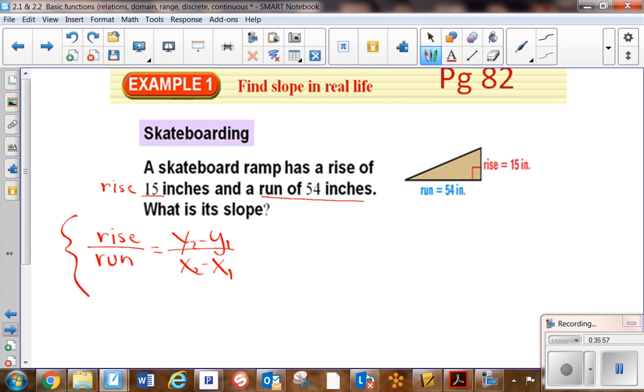Okay? So, my rise is 15, my run is 54, just reduce that a tad. 3 goes into both of those. 5 over 18. So the slope would be 5/18. So don't freak out on the word problem, there's nothing to do, just find the rise and the run. Rise is this way. Run is this way. You don't run this way. You run this way. You rise. Okay.